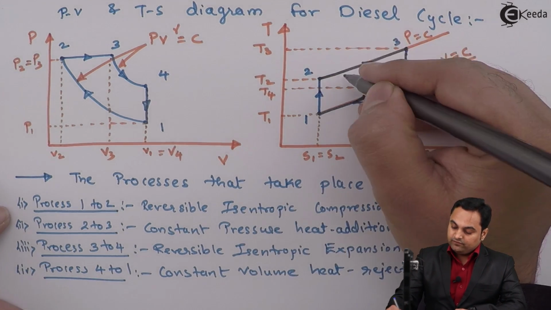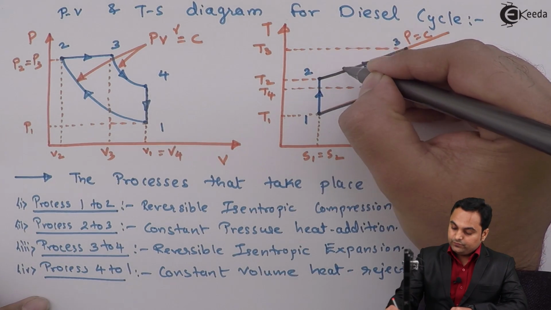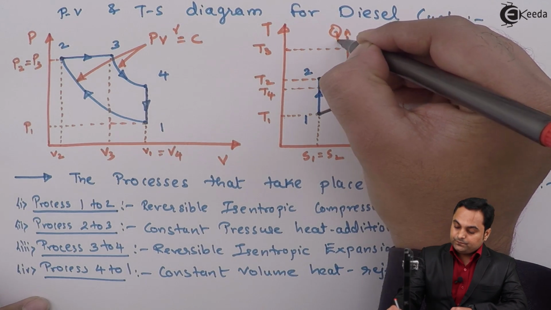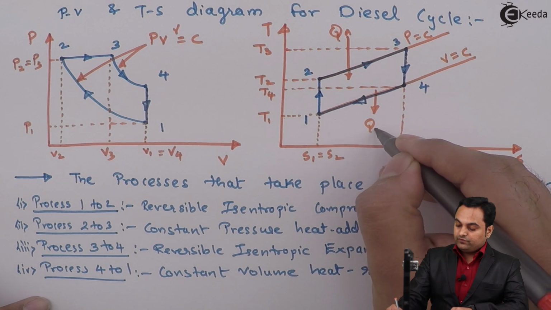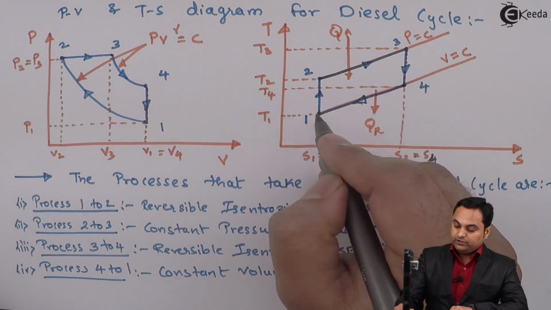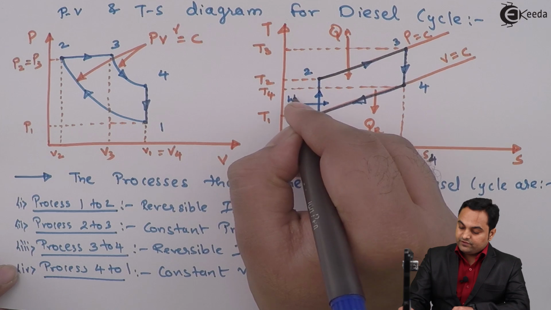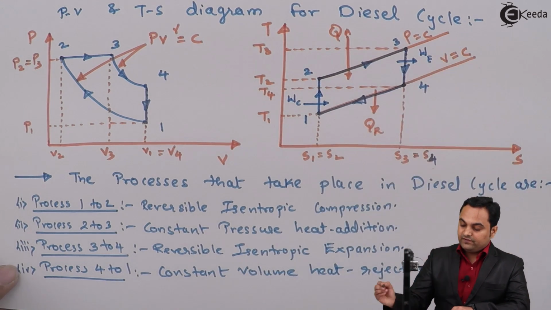As we see, from 2 to 3 the heat was added into the system. So this indicates heat addition QA. Next, heat was rejected from 4 to 1. So this is QR. Then as we see, during 1 to 2 there is compression process, so that is WC, and 3 to 4 is expansion, that is WE.